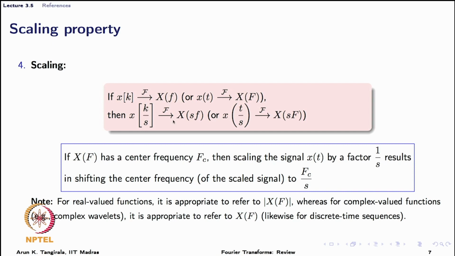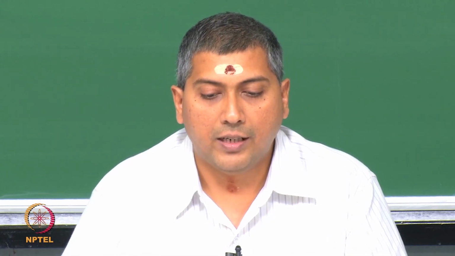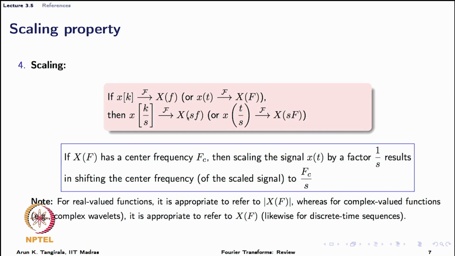Then the Fourier transform of this scaled signal is X of s F. It is a fairly easy result to prove. Again, I am avoiding the derivation here, but the starting point is the expression for the Fourier transform. You evaluate the Fourier transform of the scaled signal, write the expression for the scaled signal, and then make a change of variable. Just one change of variable will get you this result. So, it is a fairly straightforward result to prove.